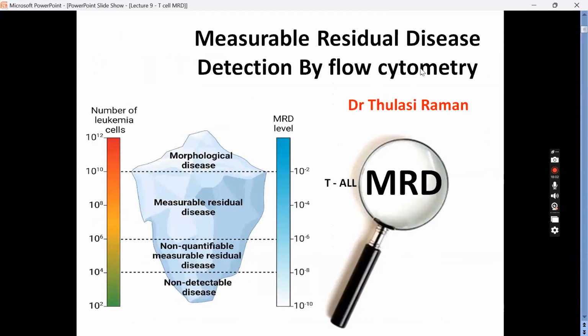So this is gamma delta T cell lymphoma, and I just want to show you a slide. So I'll just stop the screen sharing and I'll go to the presentation. I'll come back in just a minute.